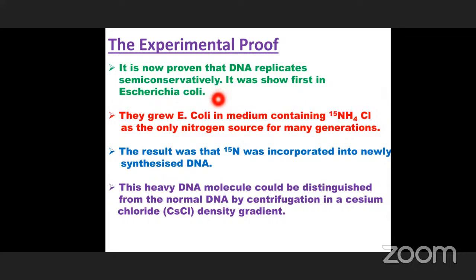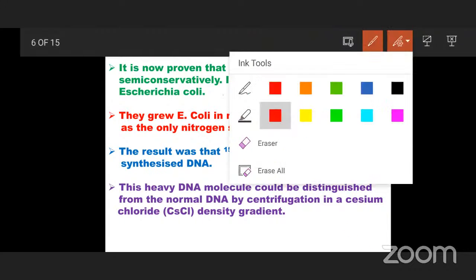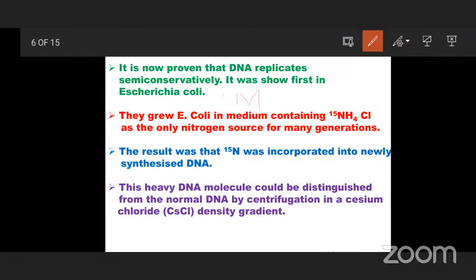Semi-conservatively means one parental DNA molecule is involved in the replication process. It can produce two identical copies of daughter DNA molecules. And each daughter DNA molecule consists of one parental strand and one newly synthesized strand. This mode of DNA replication is called the semi-conservative method of DNA replication. It was experimentally proved by Meselson and Stahl.